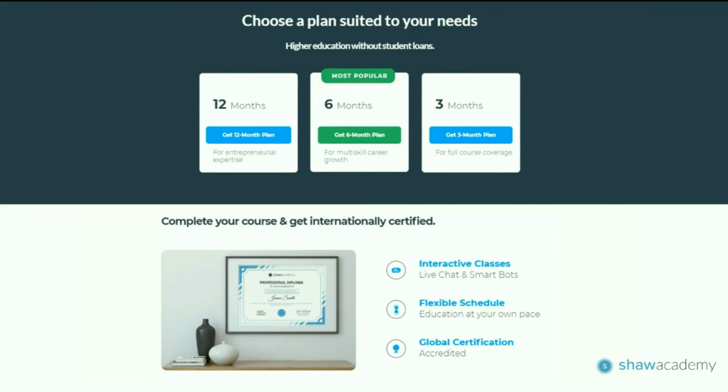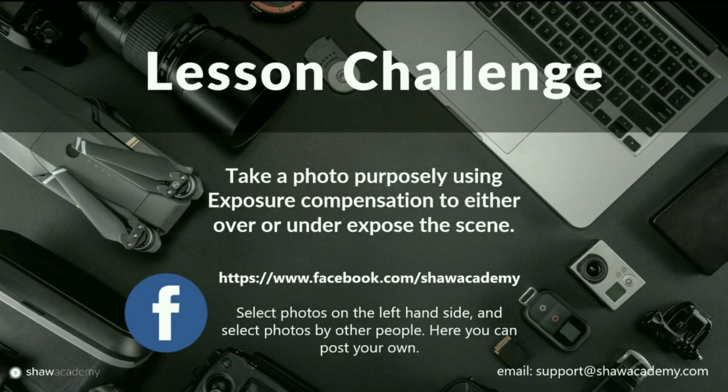Now for your lesson challenge. I would like you to purposely use exposure compensation to either over or underexpose the scene. So this is much more of a technical challenge. I want you to get used to using exposure compensation. It's a very, very valuable tool to us when you learn how to use it. Remember, you're going to be using it in your semi-auto modes. So whether you're shooting in shutter priority or aperture priority, please use it to either overexpose or underexpose it and post it on to our Facebook page.